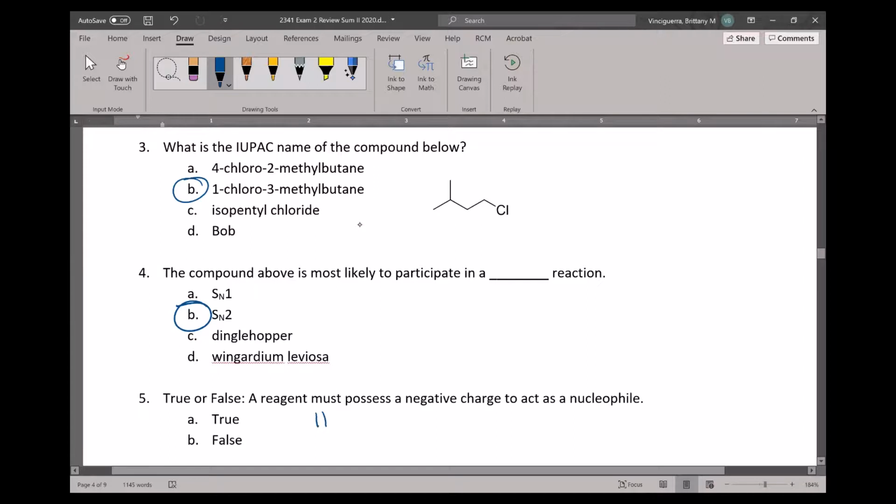We've used water, we've used methanol, we've used hydroxide, we've used methoxide. We have used things that do not have a negative charge as a nucleophile. So is this statement true? No. So it is false. You do not have to have a negative charge to act as a nucleophile. There has to be an excess of electrons and a good enough electrophile.